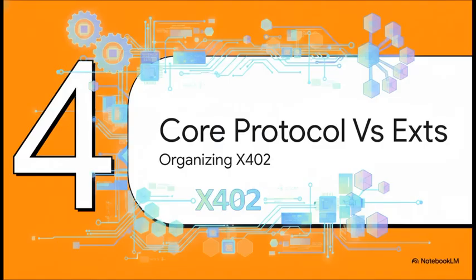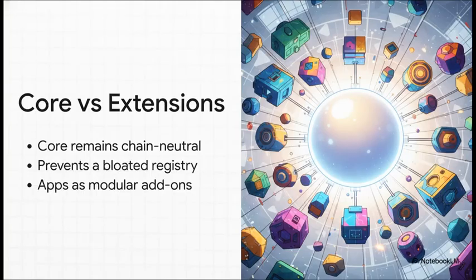Next up, Section 4, Core Protocol versus Extensions. Let's talk about organizing X402. So, by placing vendor-specific applications, like the agentic protocol Mazumi, in an extensions layer rather than the core protocol, X402 avoids becoming just a bloated mess. If every single project hard-coded their specific data into the core schema, the whole thing would break. Instead, the core remains totally open and chain-neutral, while specialized apps just act as modular, bolt-on upgrades.